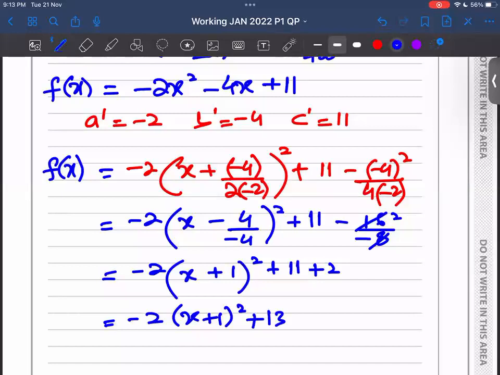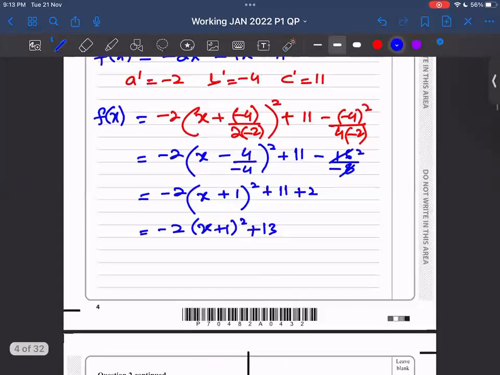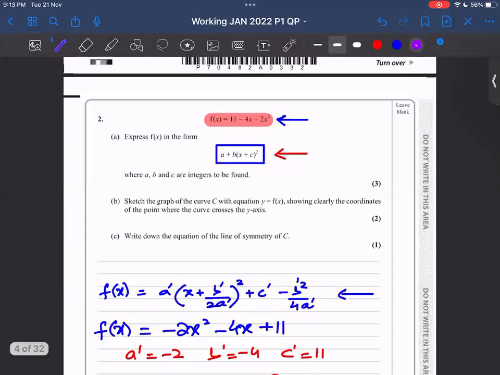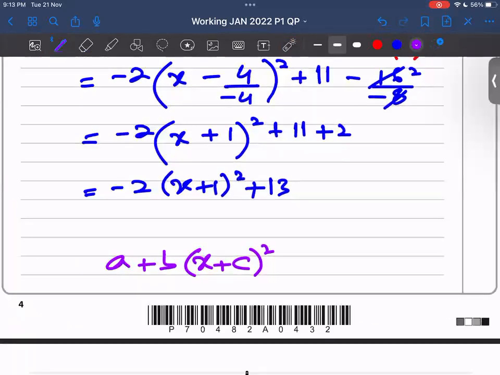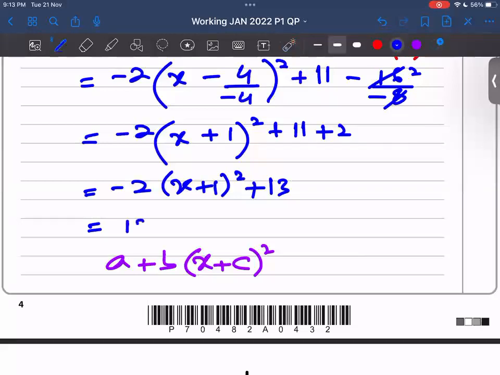13 here. So now I'm going to compare this expression with the given expression in the question, a plus b(x plus c) whole square. On comparison, you can see that my terms are not arranged in this form. Although both are in completing the square form, they are not arranged in the required form. So I'm going to arrange it. I'm going to write 13 first, then minus 2 times (x plus 1) whole square. On comparison now, the value of a is going to be 13.